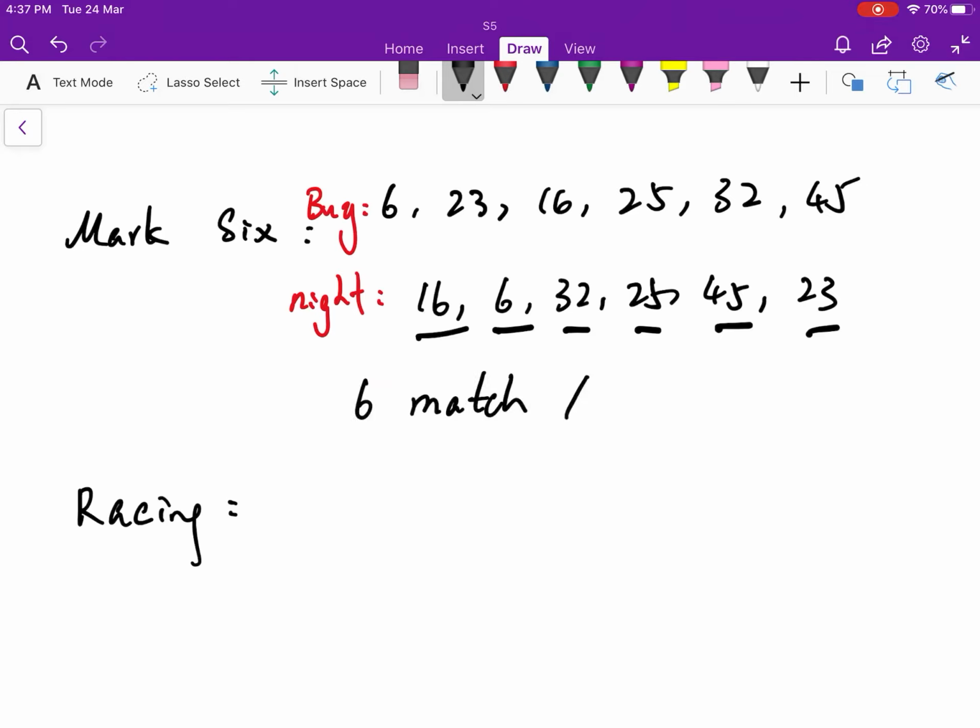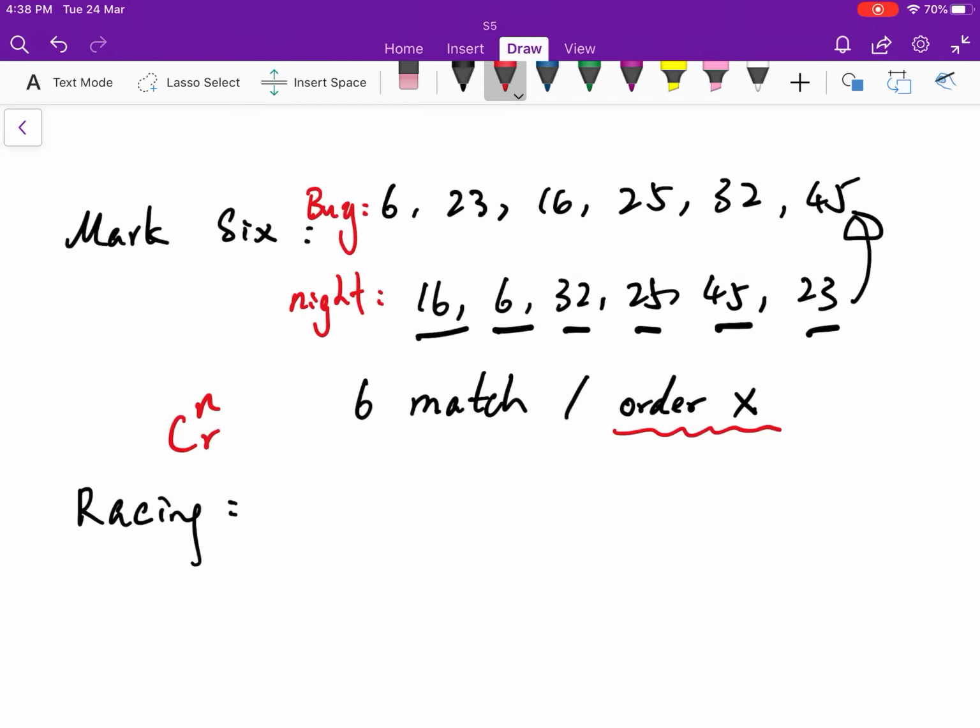Then, is the order very important? No, sorry. The order is not important because our 6 numbers are totally the same. I don't mind whether the order of my 6 numbers is different from the results. So this is how we can say that combination doesn't care about order, but permutation, we do care about order.